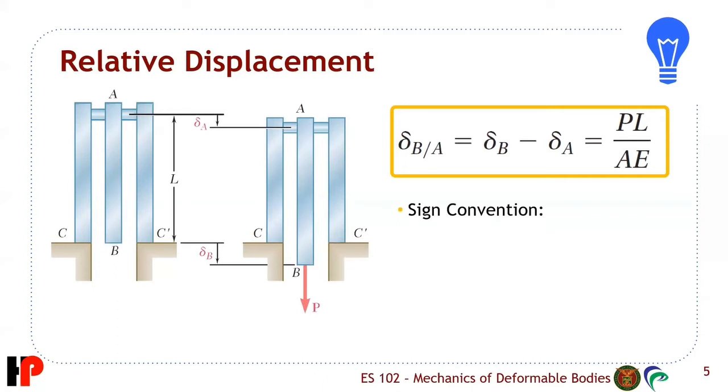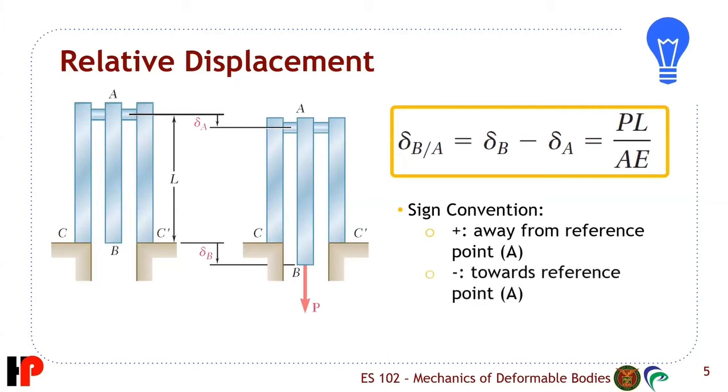Now, the sign convention that we follow is that the relative displacement is positive if it is away from the reference point and negative if it is towards the reference point. How do you know the reference point? For this one, the reference is A because it is the one at the bottom. So for the positive, you cut AB and look towards A, because A is your reference section. The positive is basically away from A, so that is positive delta B with respect to A.